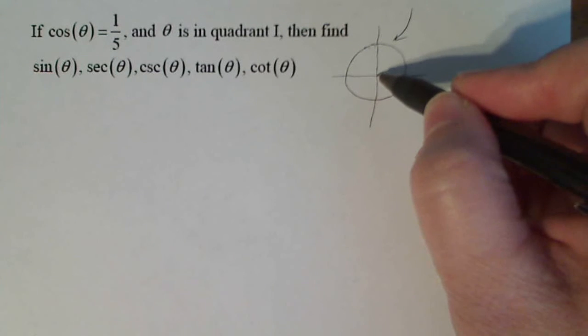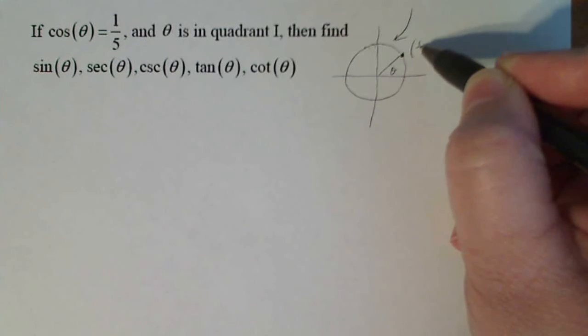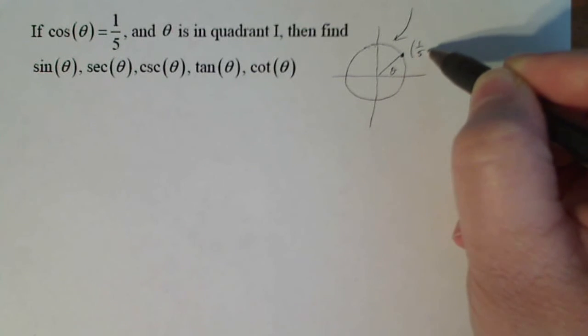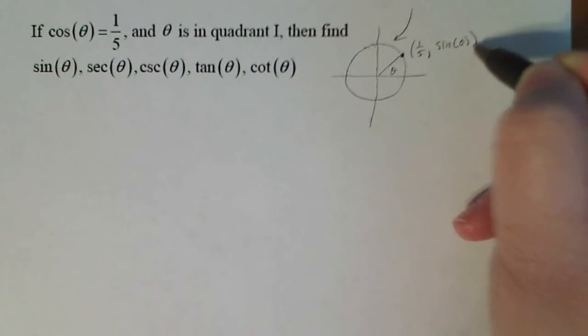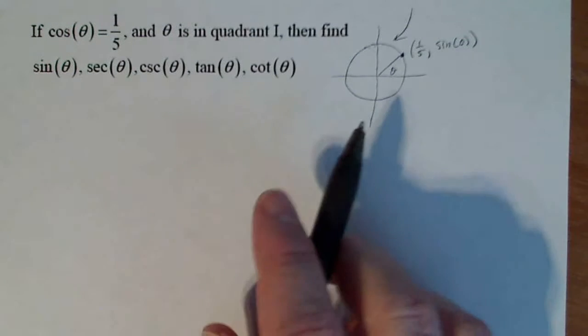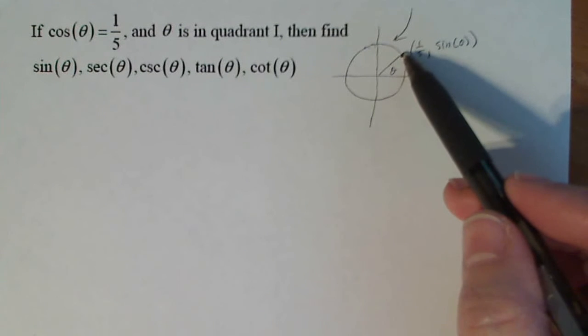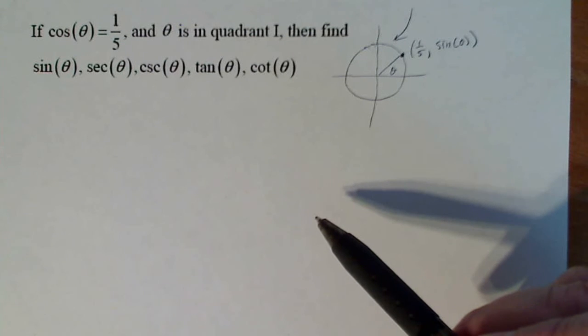So my angle theta is here, and I know this point on the unit circle is going to be 1/5 comma sine of theta. I know that by definition of cosine of theta. The x-coordinate, where the terminal side crosses the unit circle, is cosine of theta. So there we have that.